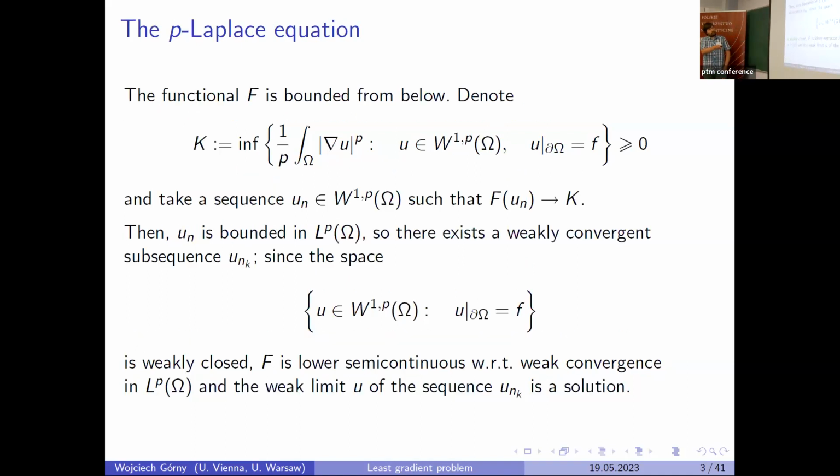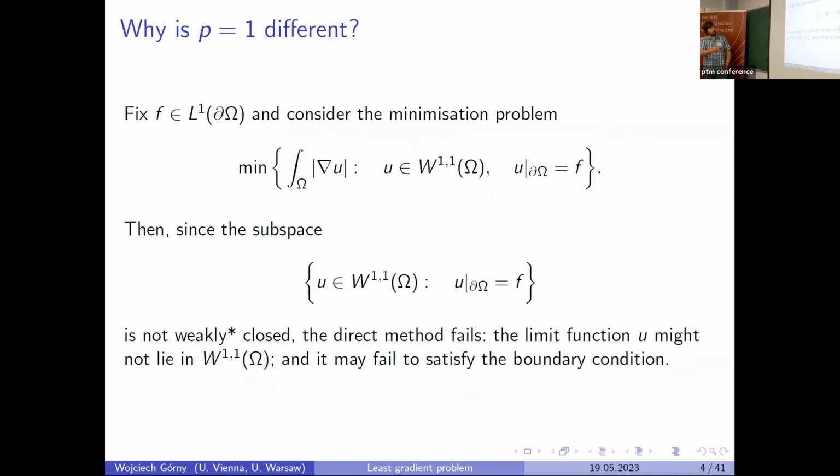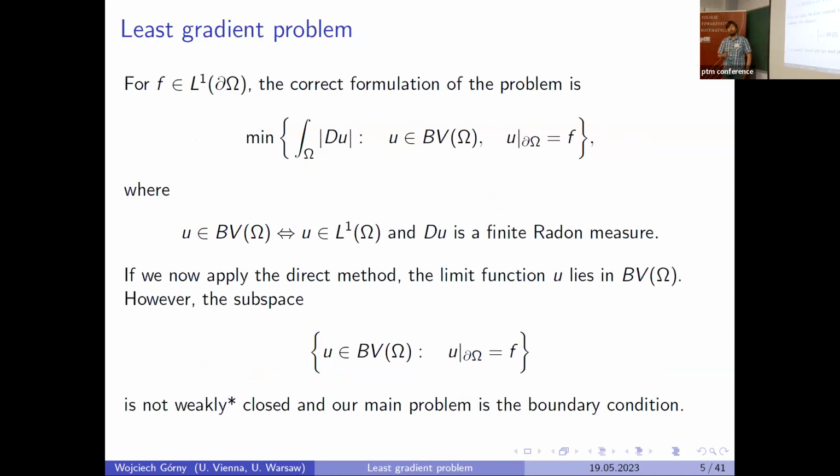And the other thing is that the boundary condition may not be satisfied in the limit. So the resolution to the first problem is to consider a slightly bigger space, which is the BV space. So instead of functions in L1 which have a weak gradient that is an L1 function, we consider functions whose distributional gradient is a finite Radon measure.